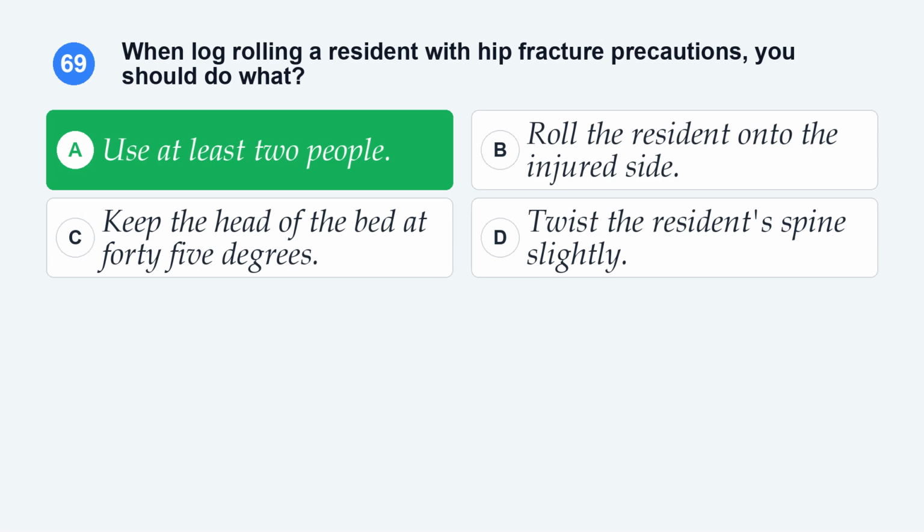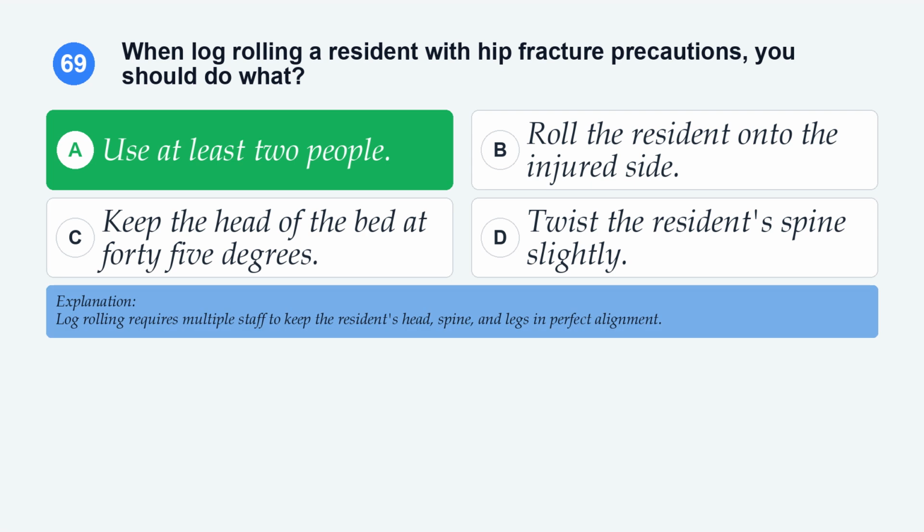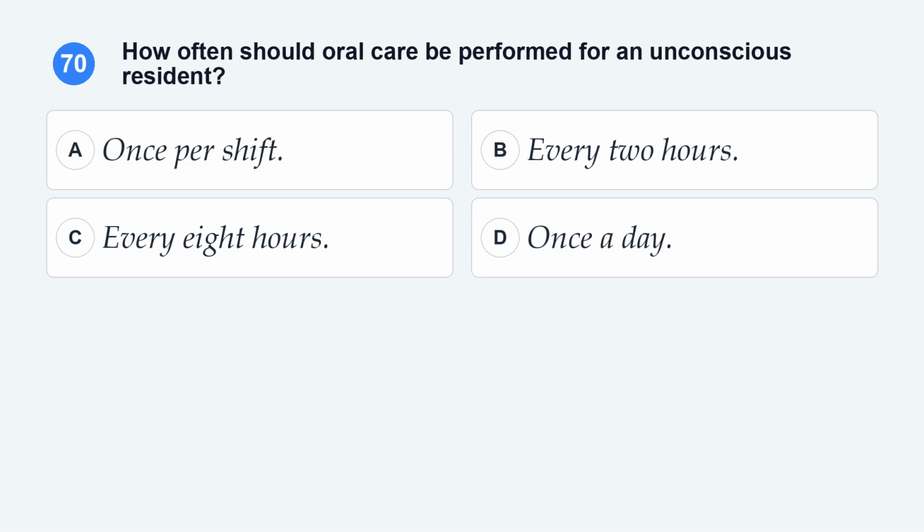The correct answer is option A. Use at least 2 people. Explanation. Log rolling requires multiple staff to keep the resident's head, spine and legs in perfect alignment. Question 70. How often should oral care be performed for an unconscious resident?